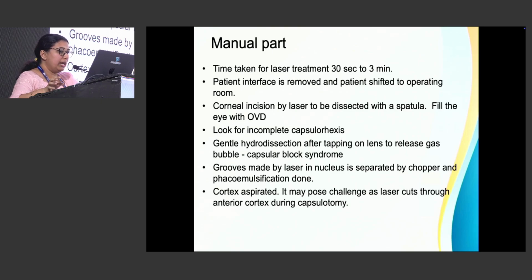The grooves made by the laser in the nucleus are separated by a chopper and the phacoemulsification is completed. The cortex is aspirated.